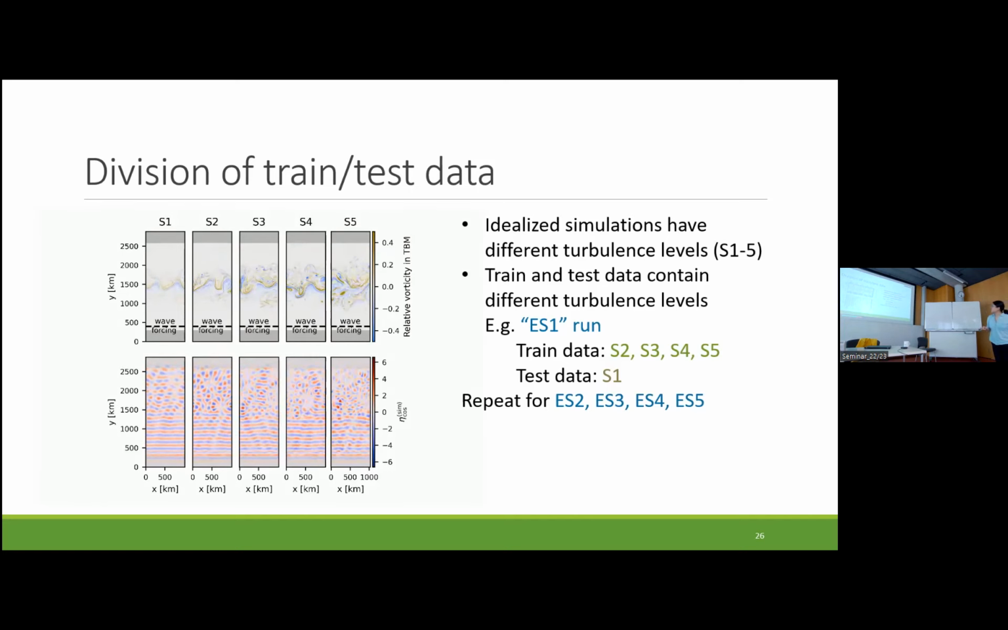We are dividing our training and testing data based on different turbulence levels. For example, in what we refer to as the ES1 run, we train on the data from S2 to S5, and we test on S1. We repeat this process for all 5 turbulence levels. For example, in ES5, we are testing on S5, but we train on the lower turbulence levels.